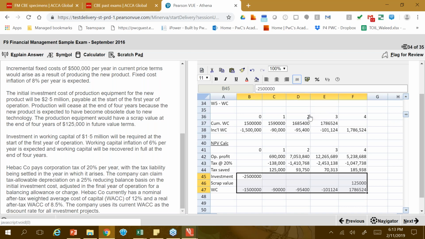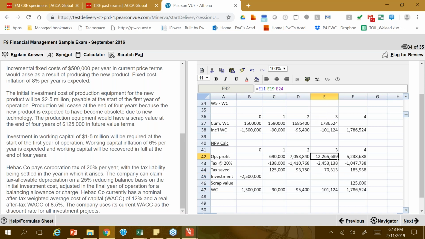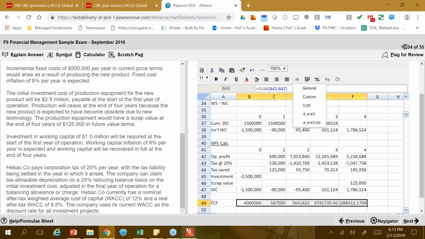Nothing is left here. All of these give us the free cash flow. And the free cash flow here is the sum from B42 to B47. I will now drag this forward, and this will fill up my free cash flow line. So all my free cash flows are now here.